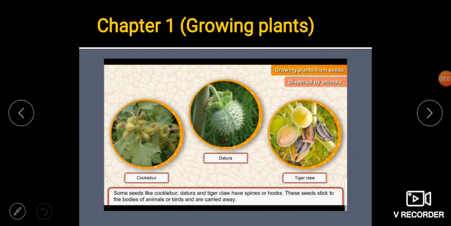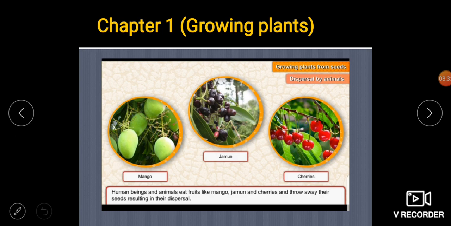And there are a few seeds like cucumber and tiger claw that have spines and hooks on them. If anyone passes just nearby those plants, then they will just stick to the skin of the animal. After some time it will fall off from the animal's skin, and it will grow into a new plant.